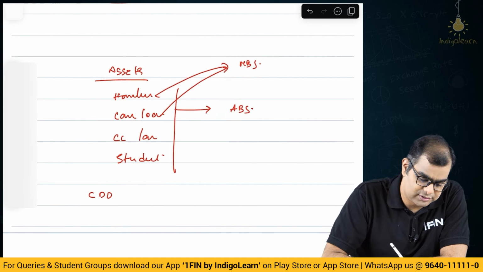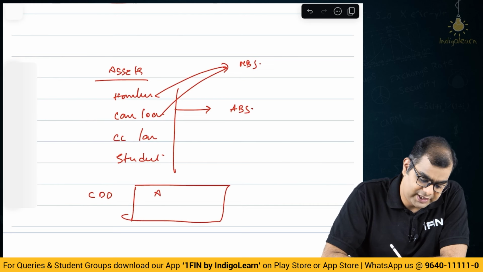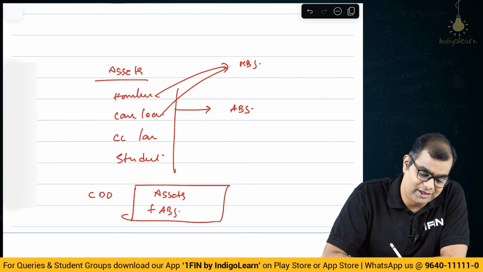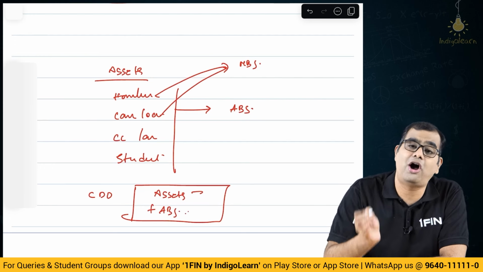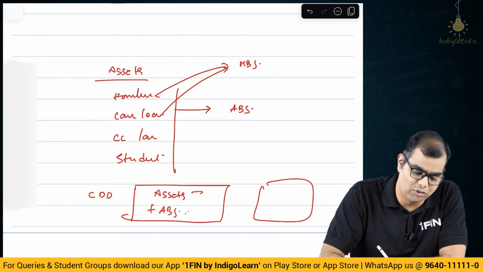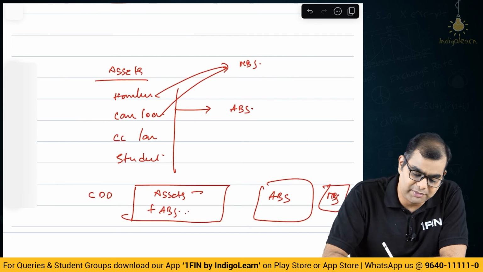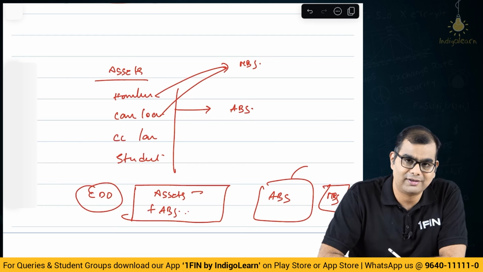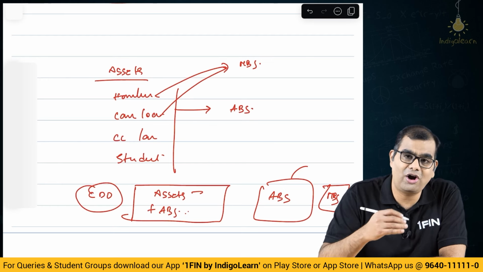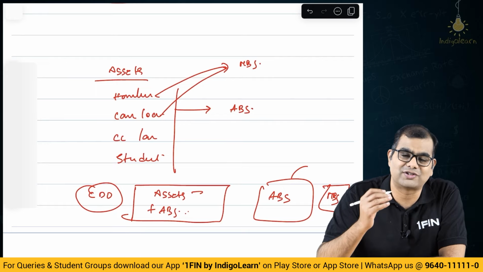A CDO is a variety of assets plus an ABS, including an ABS. It can be multiple assets, but necessarily has to have an ABS, or it can be only ABS, or only MBS, or a mixture of both. So the idea is a CDO is a second order integration of cash flows.